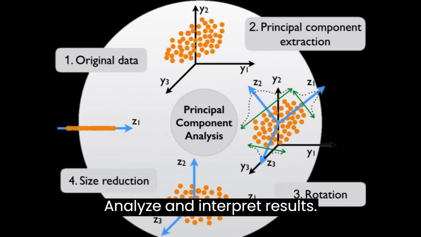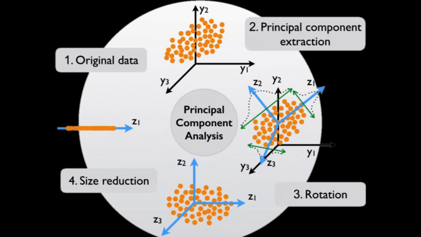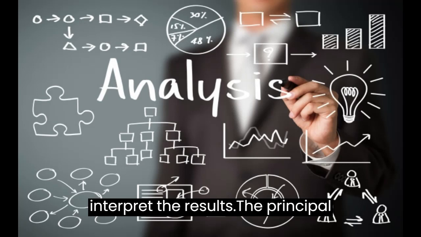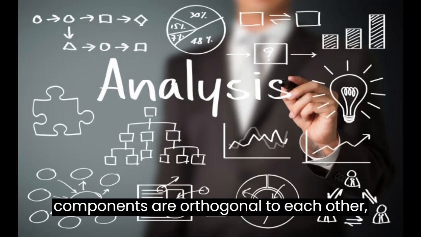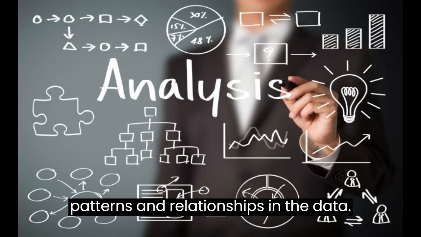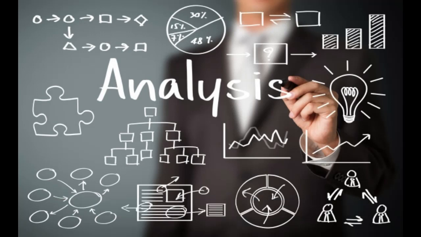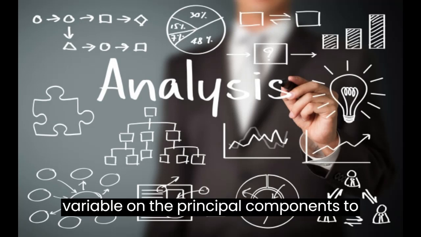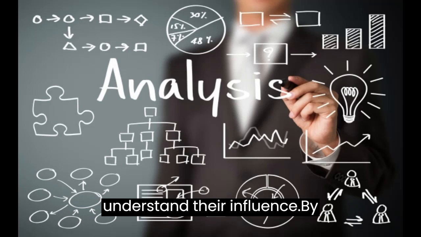Step 7. Analyze and interpret results. Analyze the transformed dataset and interpret the results. The principal components are orthogonal to each other, and they capture the most important patterns and relationships in the data. You can examine the loadings of each variable on the principal components to understand their influence.